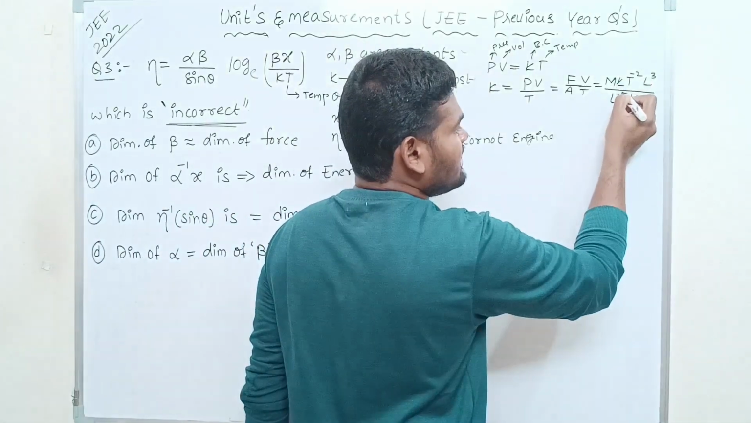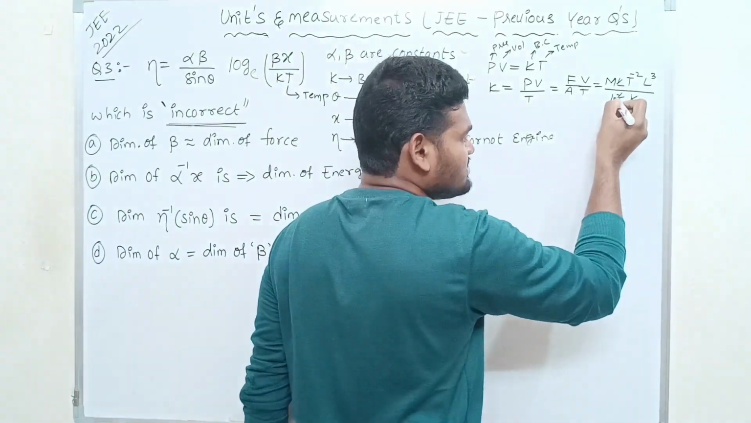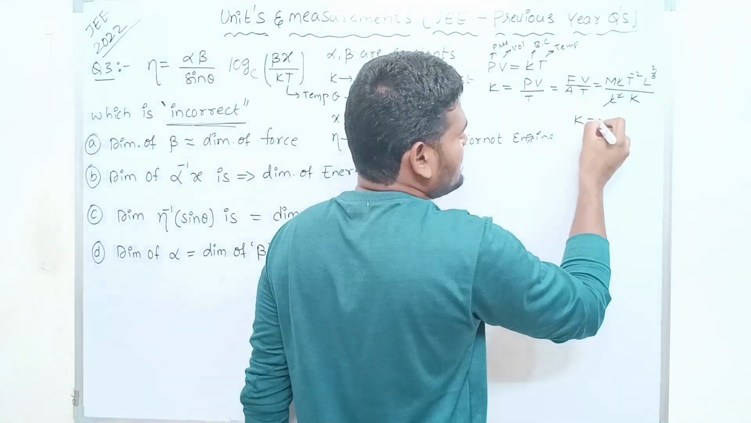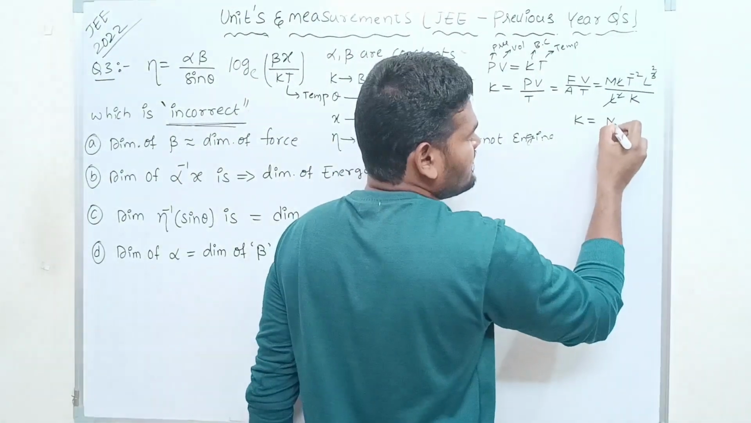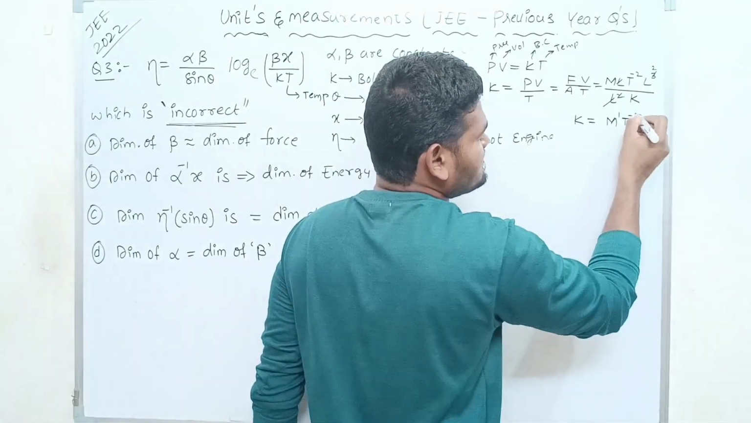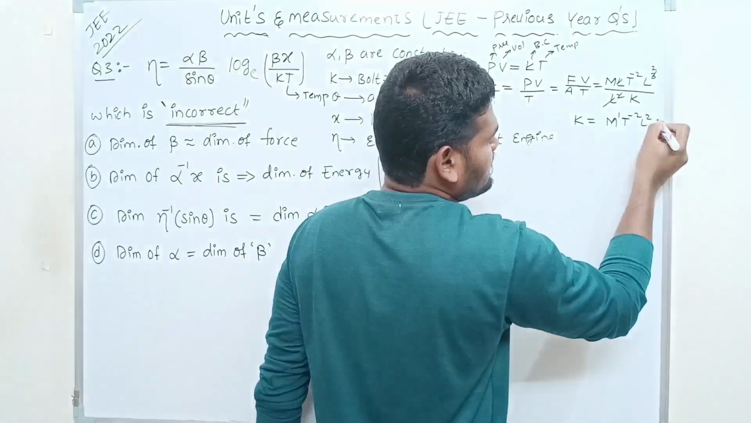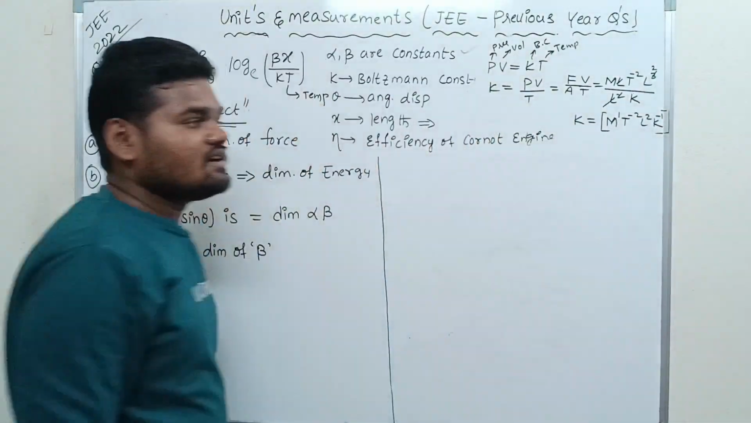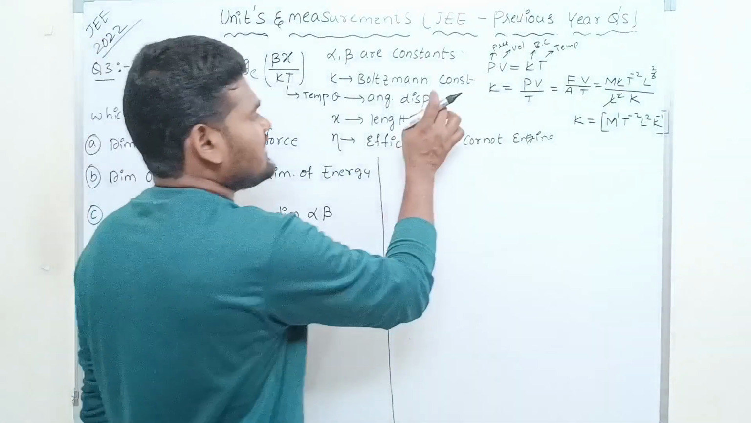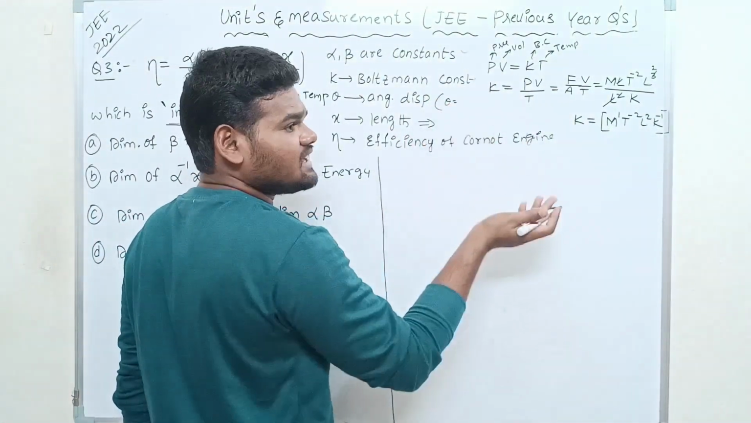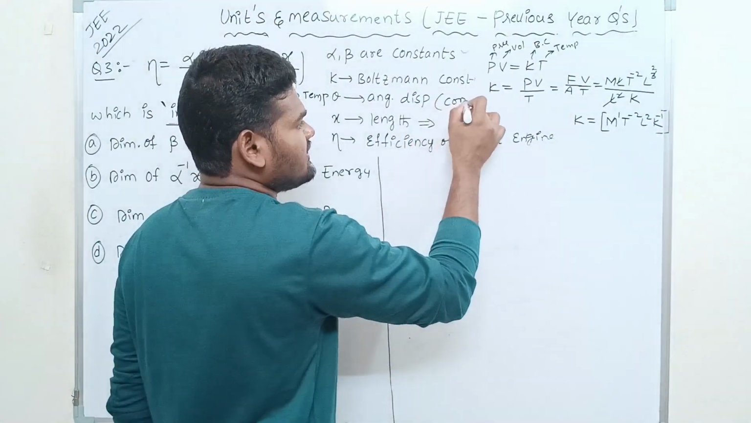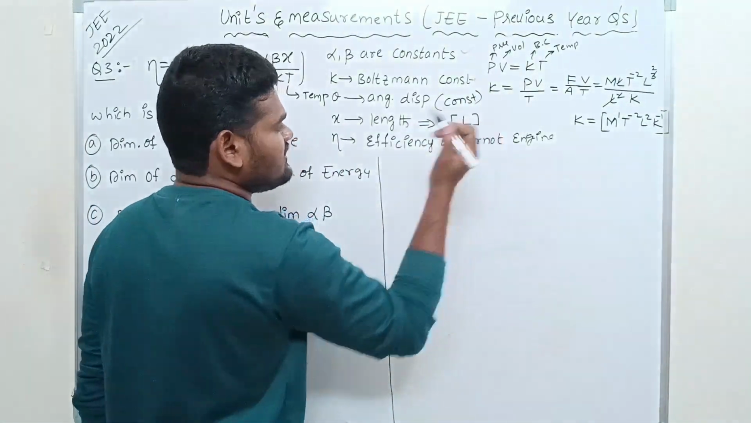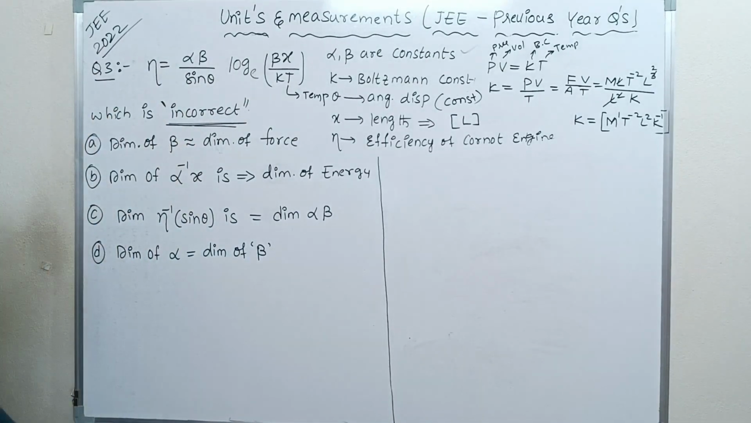So L, L get cancelled out, and one more L is there, so this L gets cancelled out. Here we get L square. So we get the dimensional formula for Boltzmann constant: M power 1, T power minus 2, L square, K power minus 1. So this is the dimensional formula for Boltzmann constant. Theta is angular displacement. Theta is equals to 30 degrees, 40 degrees like that, so it's a constant value. X is length. What is its dimensional formula? L. Eta is the efficiency of a Carnot engine.